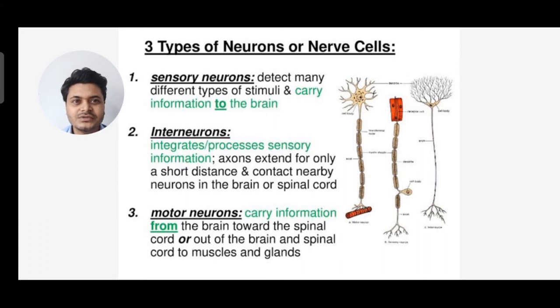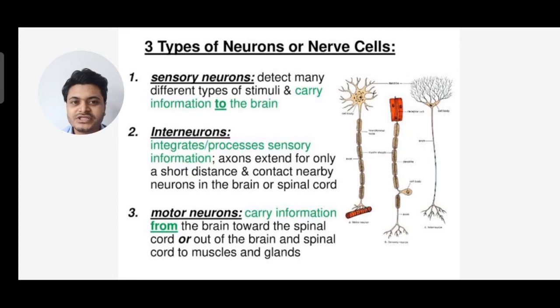And what is interneuron? It integrates or processes sensory information; its axons extend for only a short distance and contact nearby neurons in the brain and spinal cord. Interneurons are also called relay neurons. They form a bridge or a connection between sensory and motor neurons.